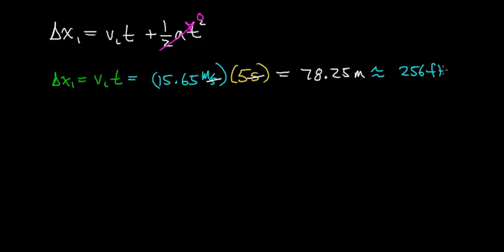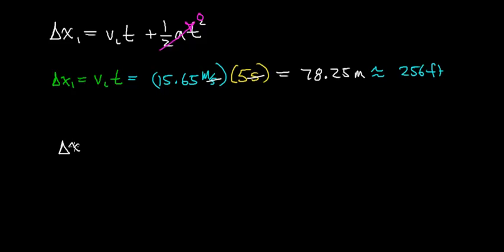And 78.25 meters works out to be about 256 feet. And to give you some perspective as to how far you travel while you look down at your cell phone for 5 seconds while you're traveling at 35 miles per hour, you travel about 3/4 of the length of a high school football field, which is 360 feet from goalpost to goalpost.